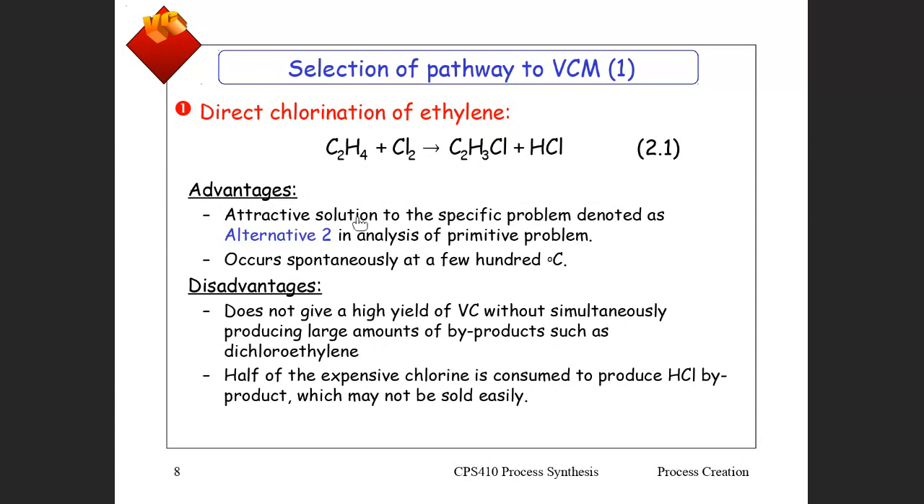Advantages: it's an attractive solution for the specific problem that I entered as alternative to in the analysis of the primitive problem. Let me just explain what we're talking about in the primitive problem, and that is if I say you must design a process that can produce 100,000 tons of vinyl chloride monomer at 99% purity. That is the definition of the primitive problem.